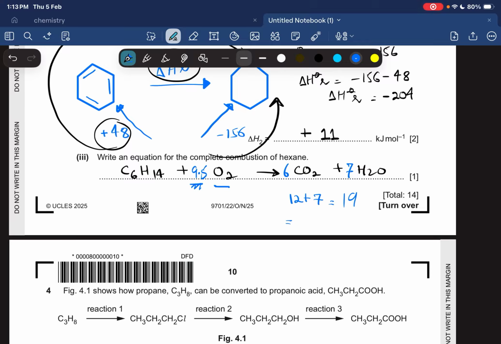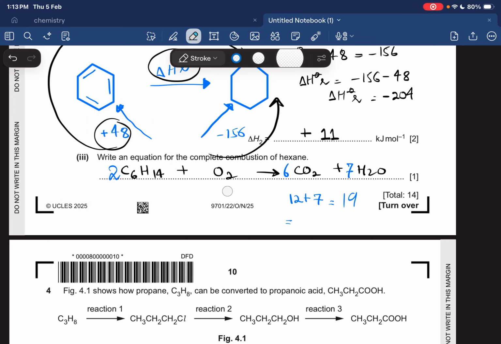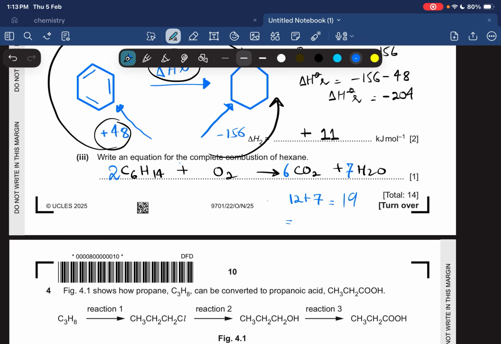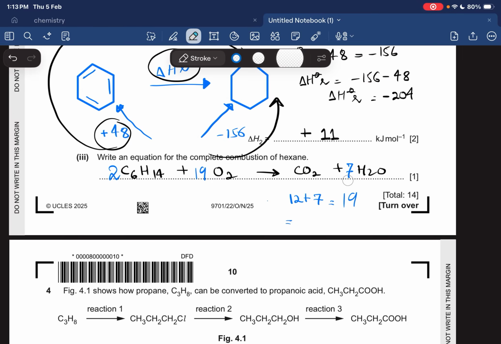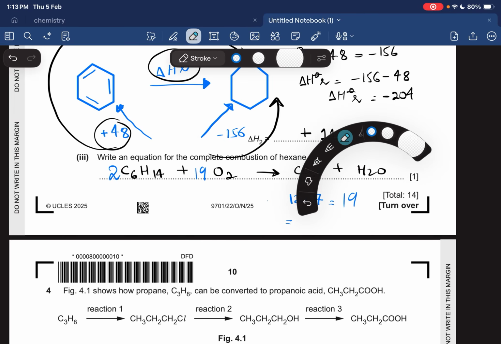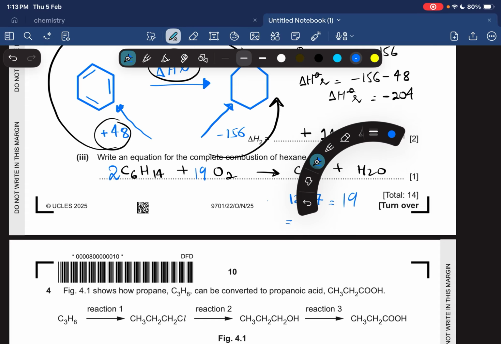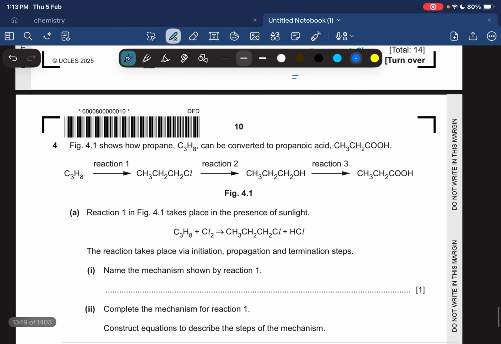Now I have to multiply the entire equation by 2 because I don't need a 0.5 here. I put the 2 over here. 9.5 times 2 is going to give me a 19, right? 6 times 2 is going to give me a 12, and 7 times 2 is going to give me a 14. So a 12 here, a 14 here, right?